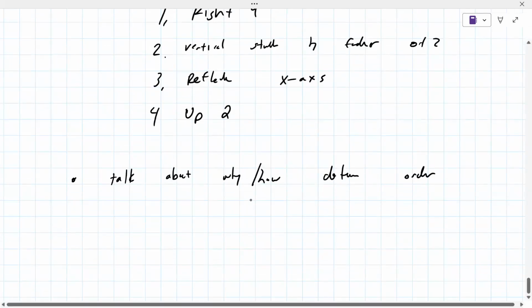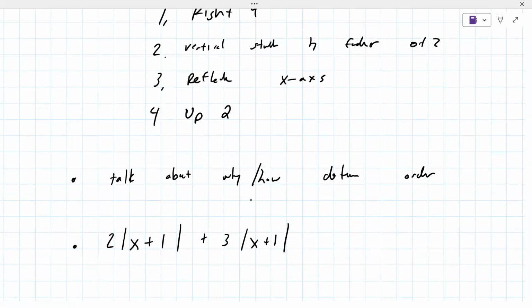The other thing we need to do if we have time tomorrow is something like this: absolute value of x plus 1 plus 3, absolute value of x plus 1. We do some problems like that.